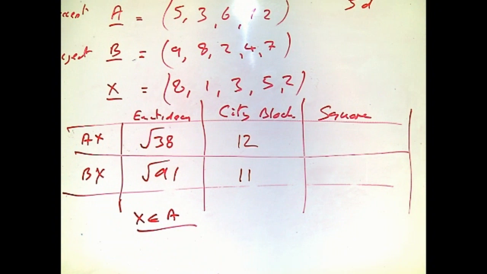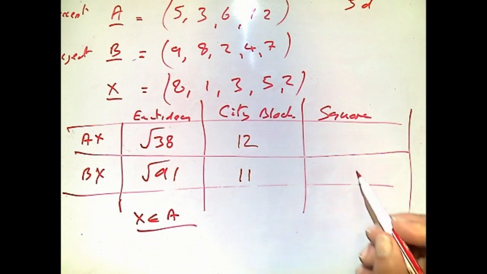Oh, let me do a square one on the board. AX. The first difference is 3. The second difference is 2. 3 is the biggest. The third distance is 3. 3 is the biggest. The fourth distance is 4. 4 is now the biggest. The fifth distance is 0. I think the square distance is 4.